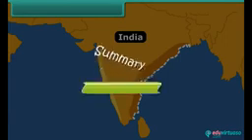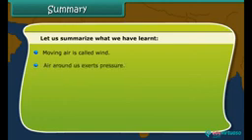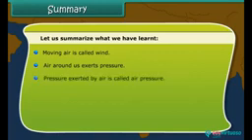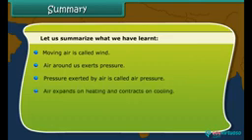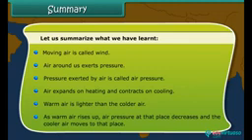Summary. Let us summarize what we have learned. Moving air is called wind. Air around us exerts pressure. Pressure exerted by air is called air pressure. Air expands on heating and contracts on cooling. Warm air is lighter than the colder air. When warm air rises up, air pressure at that place decreases, and the cooler air moves to that place.